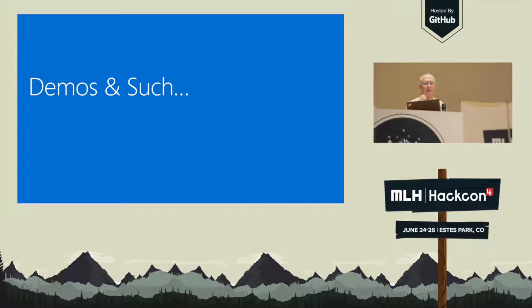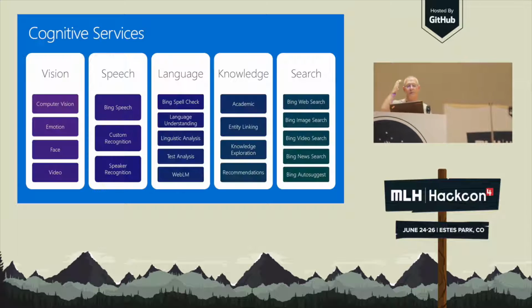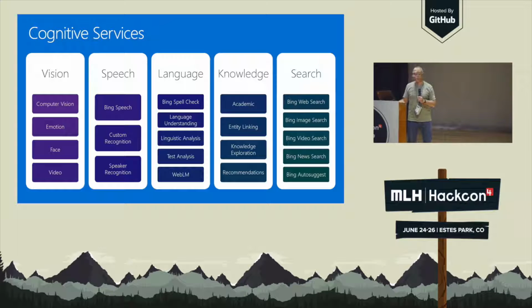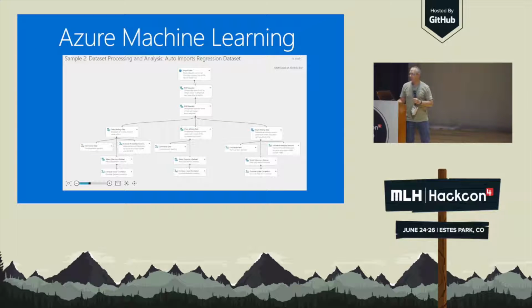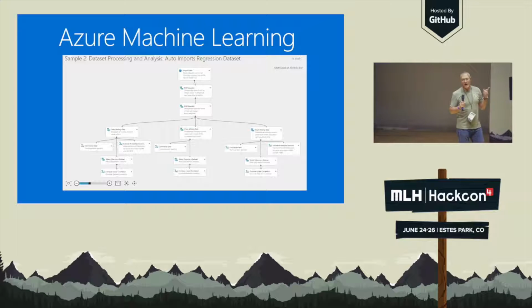Okay, so here are some of the cognitive services: vision, speech, language, knowledge, and search. These all have similar types of demo pages, so it's an easy way to get started. And then here's the machine learning placeholder slide.